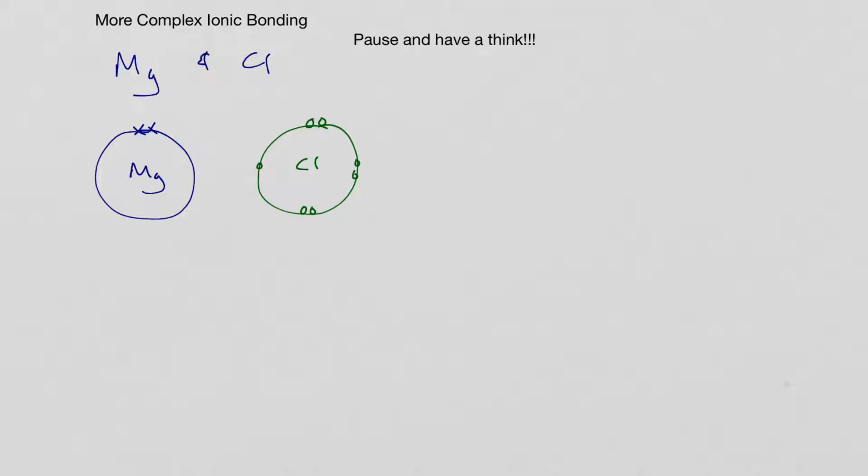So we know that chlorine has done this: 1, 2, 3, 4, 5, 6, 7, and it's gained, I've drawn those with crosses, ignore that, it has gained an electron from magnesium. Chlorine is happy because it's got a full outer shell. Magnesium, however, has lost this electron here, but it's still got one electron here.